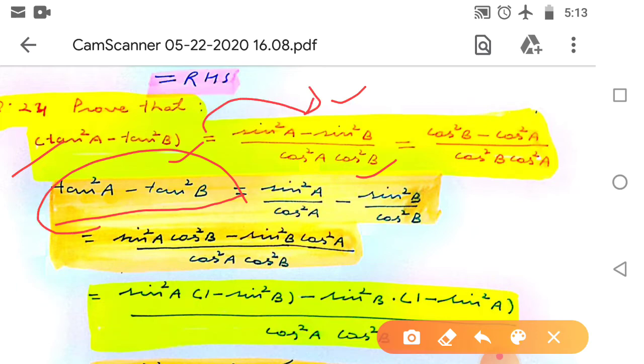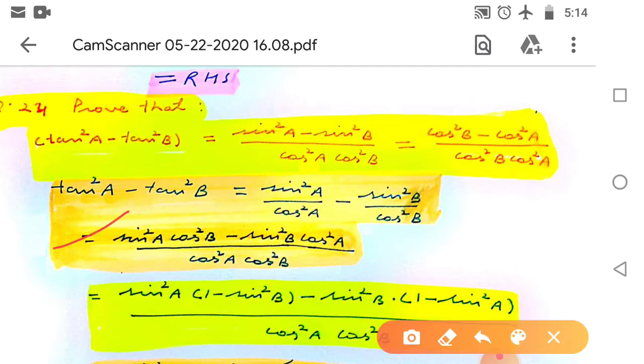Clear? And here we have sin and cos only, and we know that tan theta is equal to sin theta upon cos theta. So our next step is to write this tan square a and tan square b in the form of sin theta and cos theta. So this tan square a becomes sin square a upon cos square a, and this tan square b becomes sin square b upon cos square b. Clear? Any problem? Now take the LCM as cos square a cos square b. So the numerator becomes sin square a into cos square b minus sin square b cos square a upon cos square a cos square b, right.